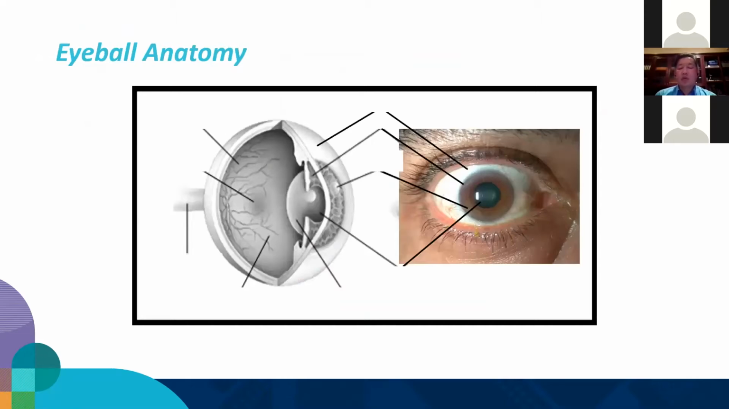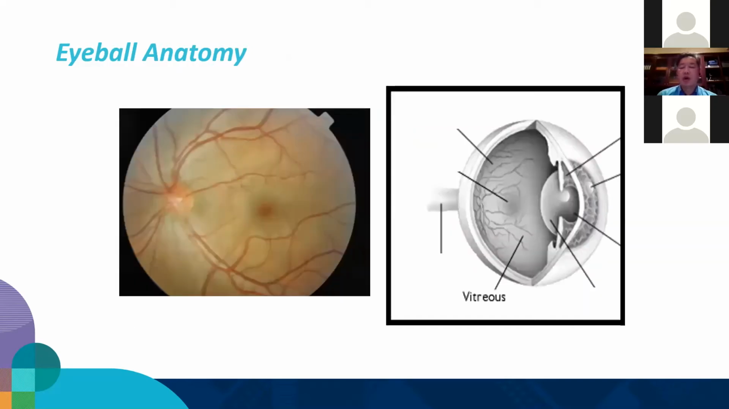When you look at the eyeball anatomy itself, you've got that clear, transparent cornea surrounded by the white sclera and overlying thin conjunctiva. You have the pupil, which is surrounded by the coloured iris. Behind the iris sits the lens. And then behind the lens is the vitreous, a clear jelly-like substance that maintains the shape of the eyeball, but also allows light to enter the eyeball.